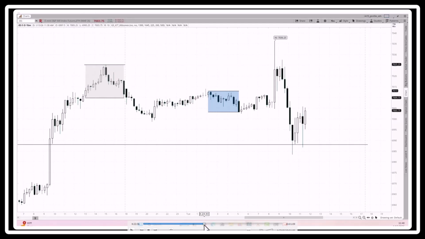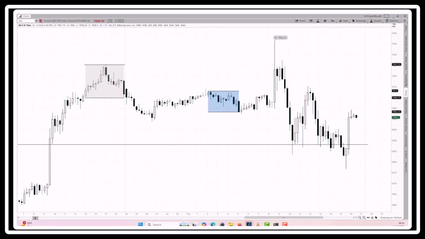Let's see, does it reverse from here or continue? Oh yes. Boom, it reaches the gap again, the second time. And that's it for Wednesday, I mean for Tuesday right there. So if you short right here, you're gonna aim at the gap right there. That's your target level.